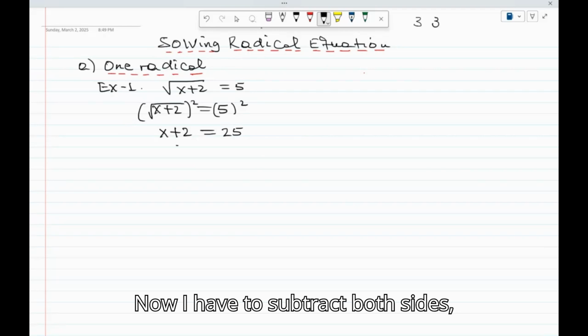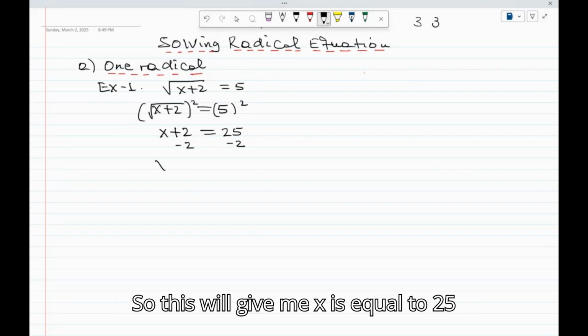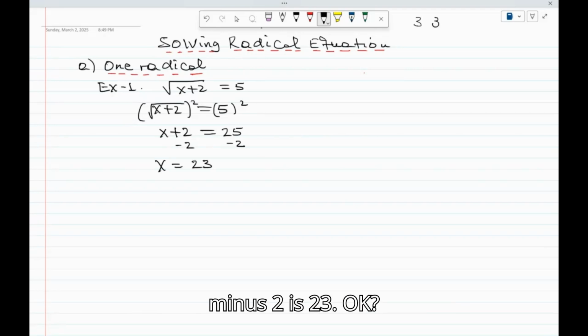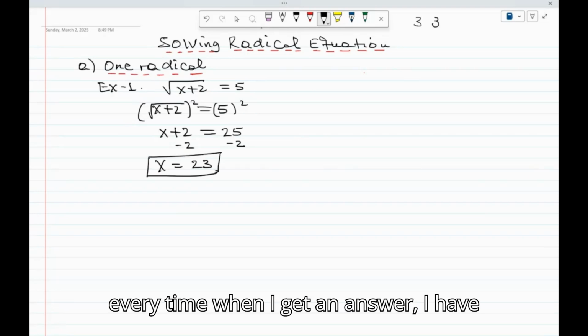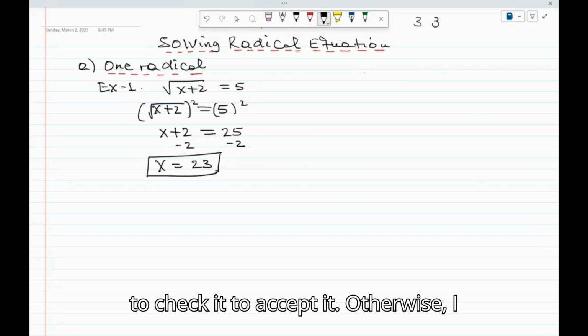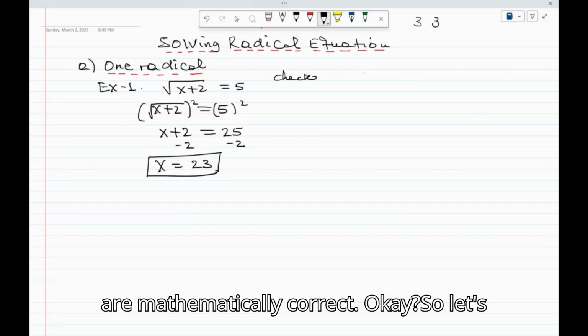Now I have to subtract 2 from both sides. So this will give me x is equal to 25 minus 2, which is 23. Okay, this is my answer. But every time I get an answer, I have to check it to accept it. Otherwise, I cannot just accept numbers because they are mathematically correct.